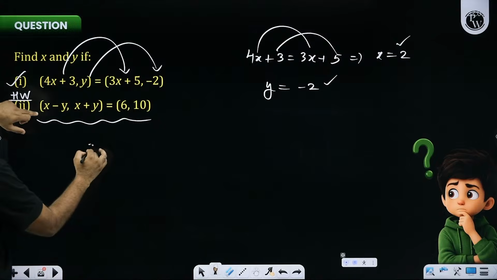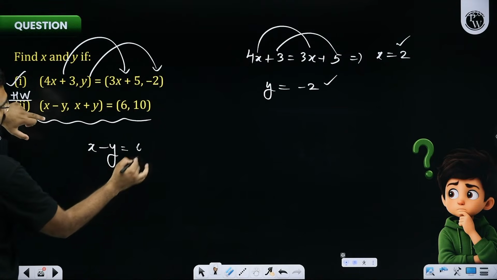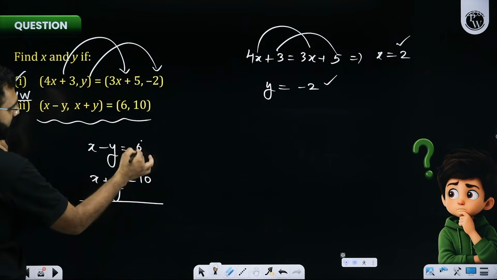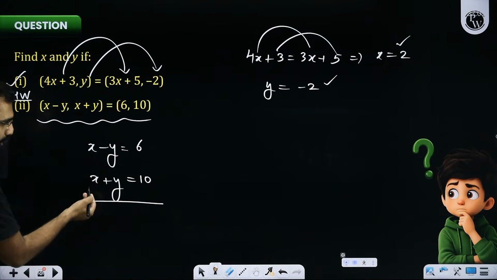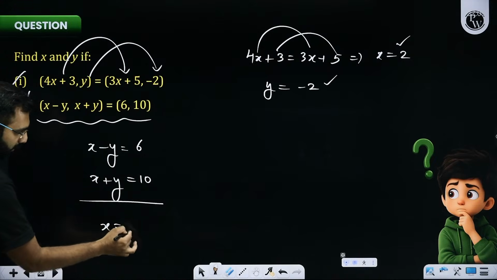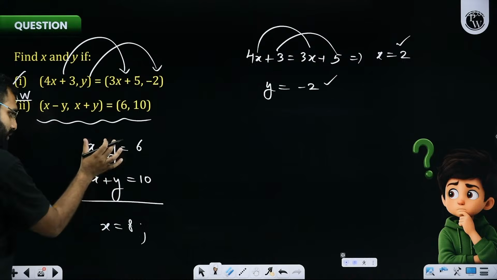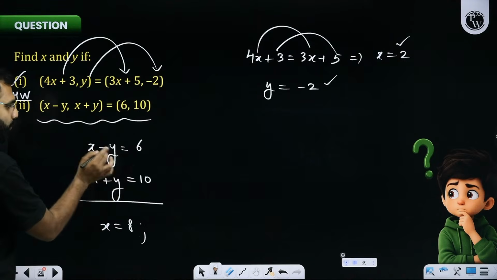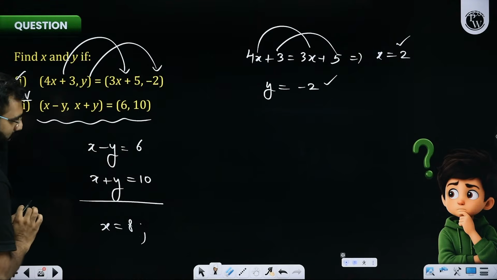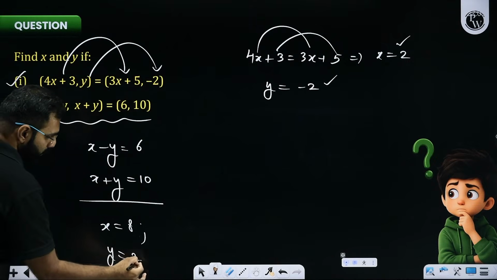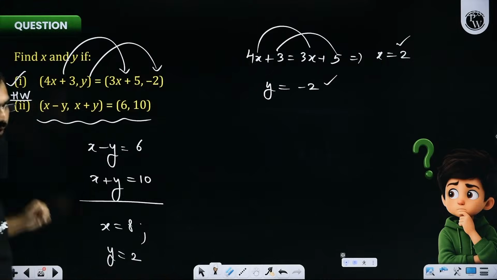With this, what am I told? X minus y is 6 and x plus y is 10. What do you think could be the answer over here, students? Sir, if you add both of the equations, you get 2x, which is 16. So x will be 8. If you subtract this equation from this, x and x are cancelled, 2y is 4. So y will be 2. Yes or no? Everybody got it?